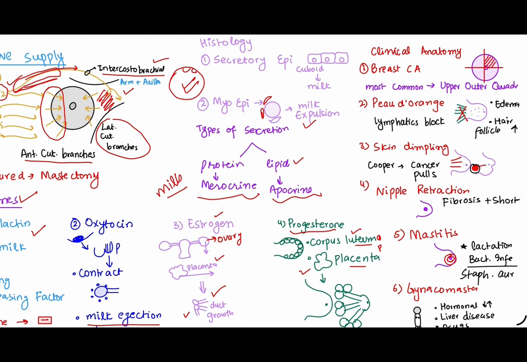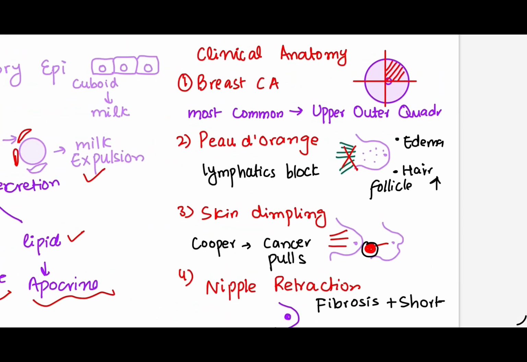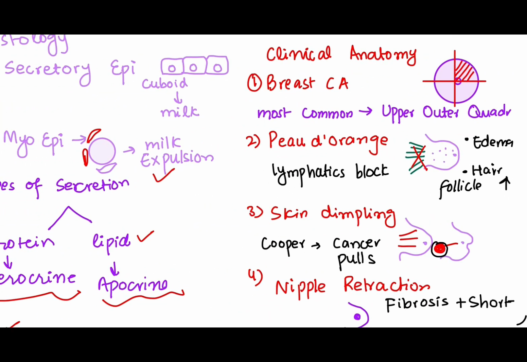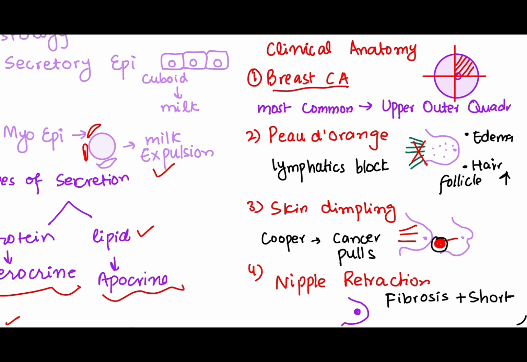Okay, the very important part after lymphatic drainage, clinical anatomy of the breast. What are some of the clinical scenarios that we are going to face? Most important, breast carcinoma. And what is the most common location of breast carcinoma? It's going to be the upper outer quadrant, this part is where most carcinomas are located. Then there is another clinical sign called peau d'orange. Just remember the orange, because it's going to look like orange pitted skin.